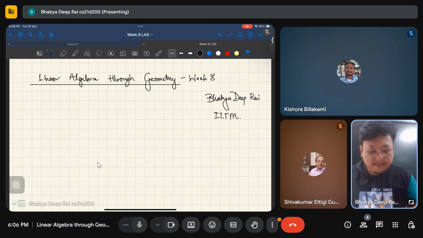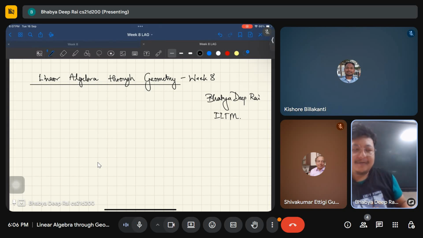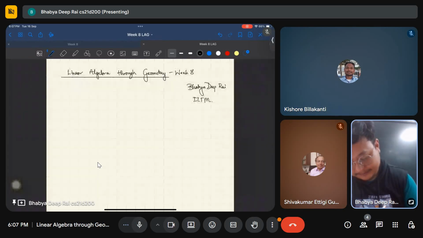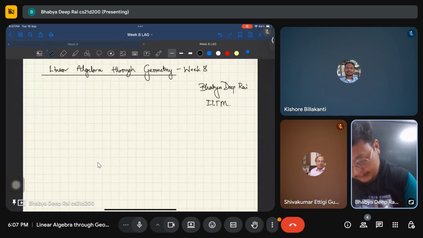So this week we'll be looking at vector spaces and concepts like dimension, rank, basis, and so on. It's a very nice interpretation of vectors and geometry, a very fascinating type of concept. We'll be solving some problems regarding the same.